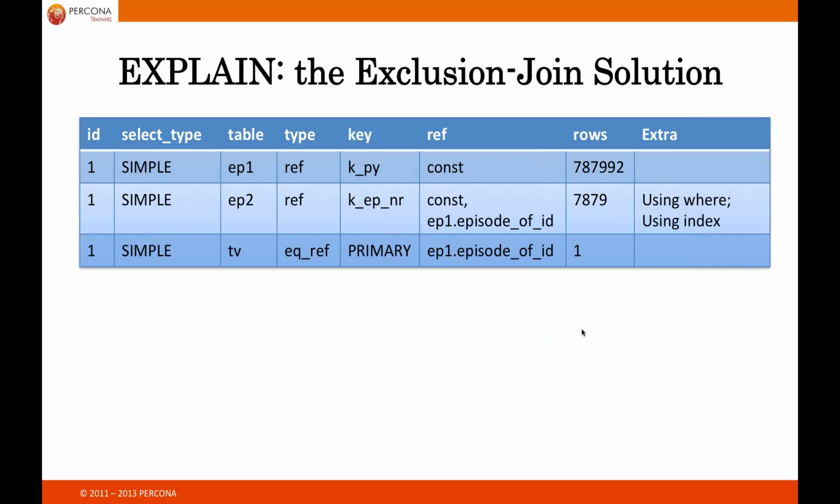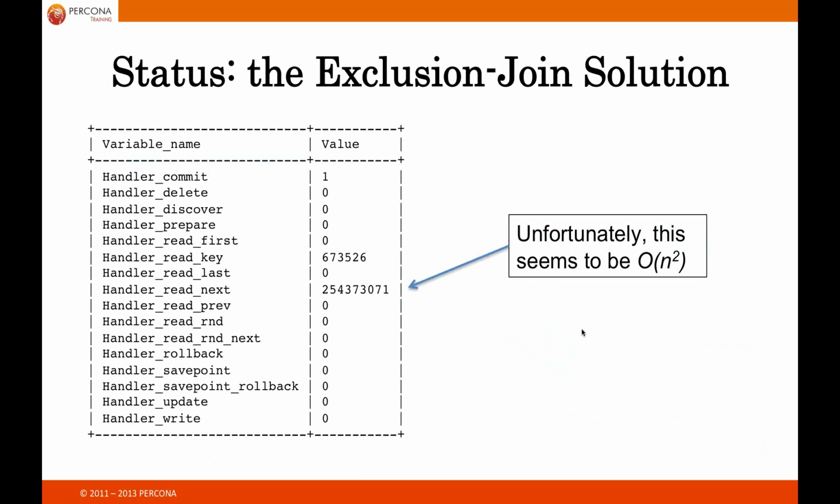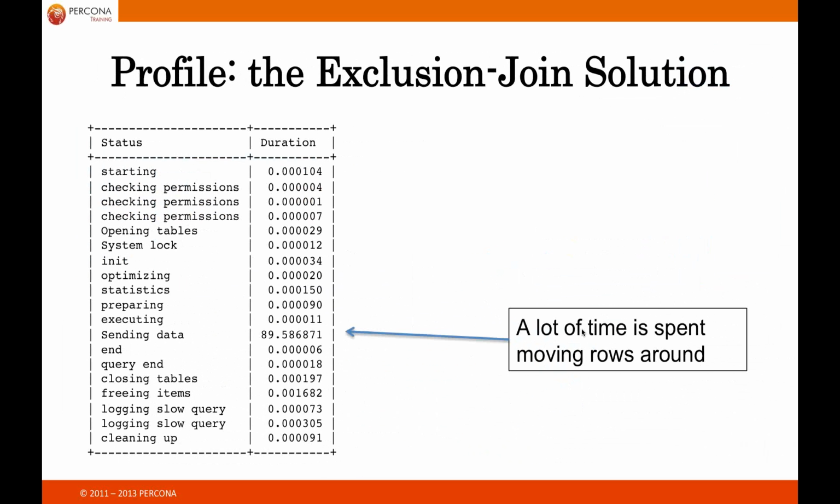In spite of the fact that the second column is invoking a covering index, the using index, it's still going to be pretty expensive. So yeah, the read next ends up being a very high number and quite expensive in this case. I have seen this query solution be better, but it depends on how many rows you have per group and how many groups you have. So it can vary in different circumstances. This can be the best solution for certain data sets. And the majority of the time spent is simply copying rows around in the sending data state.